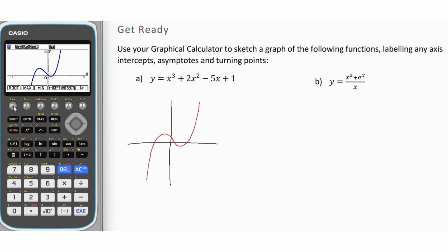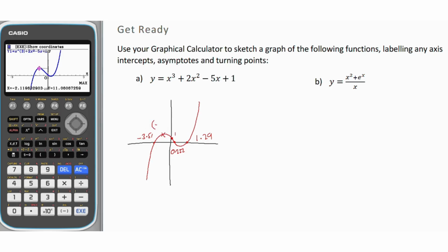I need to find the axis intercepts, so first of all the roots. This root here is at minus 3.51. I've got another root at 0.222. And I've got another root at 1.29. I also need the y-intercept, which is at 1. There are no asymptotes, and the turning points, so I need to find the max.